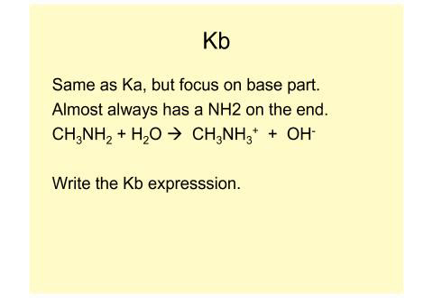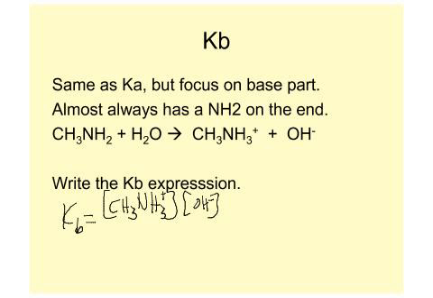Kb is exactly the same as Ka, but focuses on the base part. It almost always has an NH2 on the end in this class. It rarely has an OH because these are weak bases. So if I were to write the Kb expression for this, Kb equals CH3NH3 positive times OH negative over CH3NH2. And that's your Kb expression.